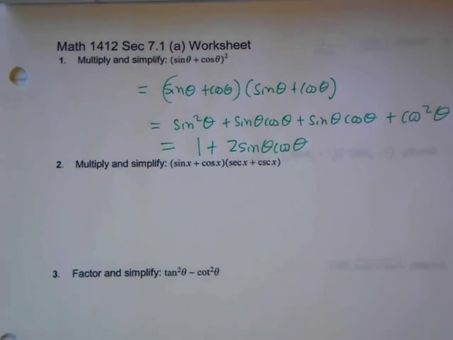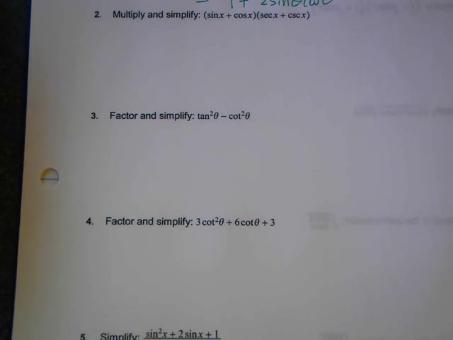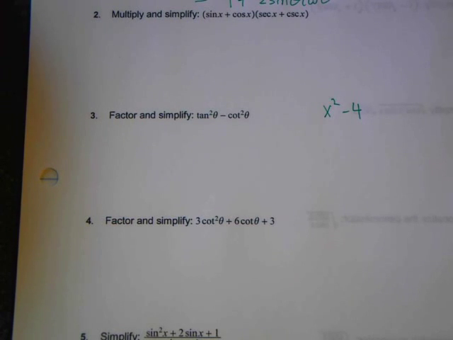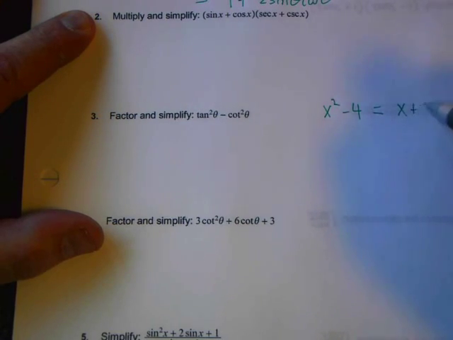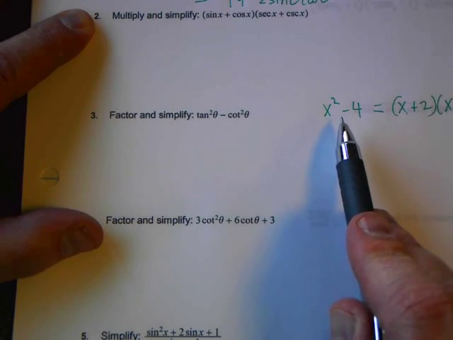All right, I'm going to skip number 2 and jump to number 3. Number 3 says factor and simplify. How would I factor tangent squared minus cotangent squared? Well, let me give you an easier problem. How would you factor x squared minus 4? X plus 2 and x minus 2. Why is that one x plus 2 and x minus 2? Because when you do FOIL, the middle two terms cancel out. This is called difference of perfect squares.